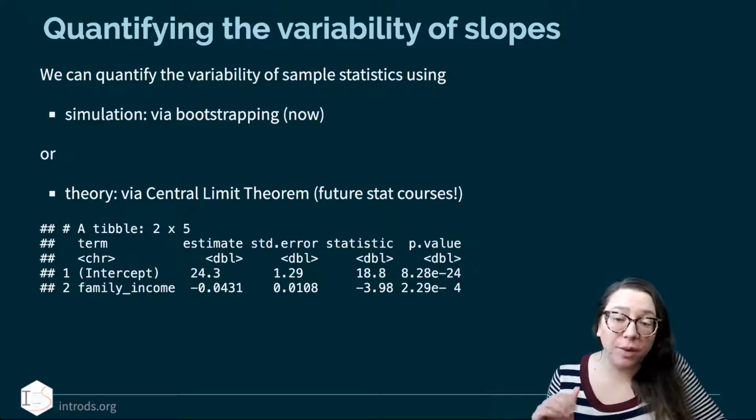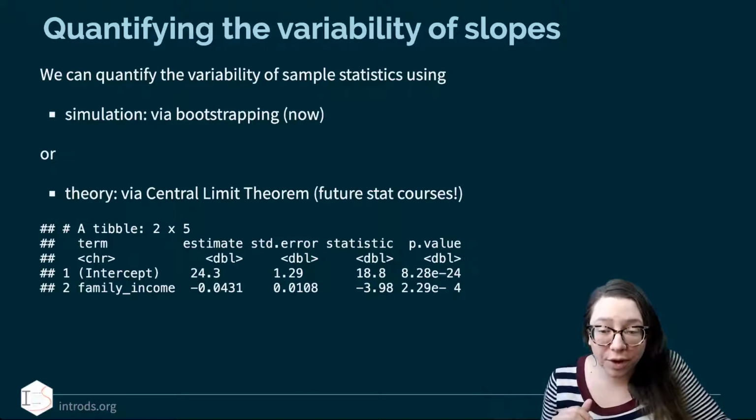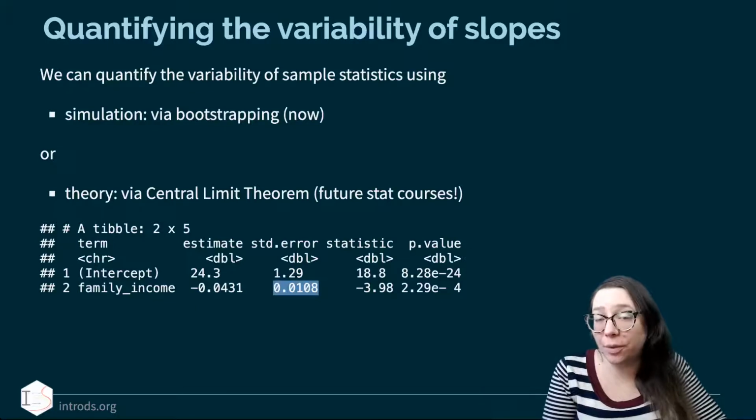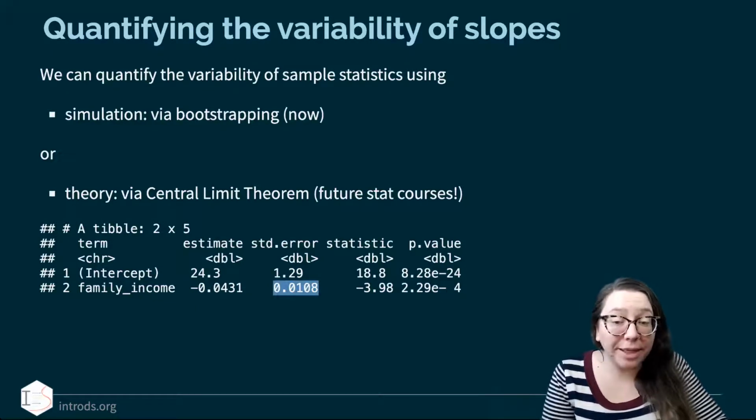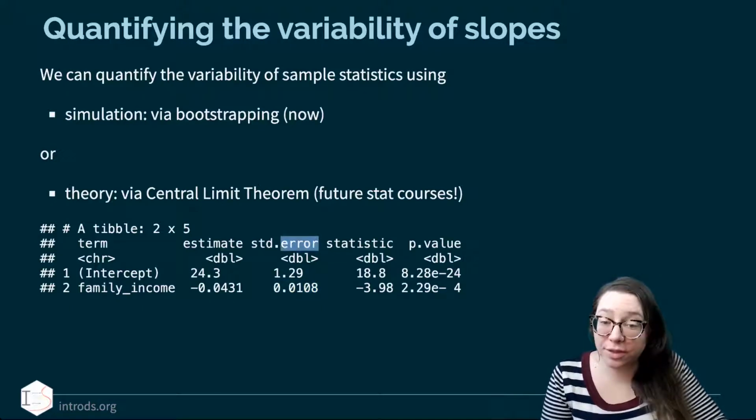And early on, when we first introduced regression in this course, we said we're going to focus on the estimate column, the intercept estimate and the slope estimate. And we said we're not going to say much about the standard error just yet. We're finally at the point where we are actually starting to talk about the variability of these estimates, which is called the standard error.